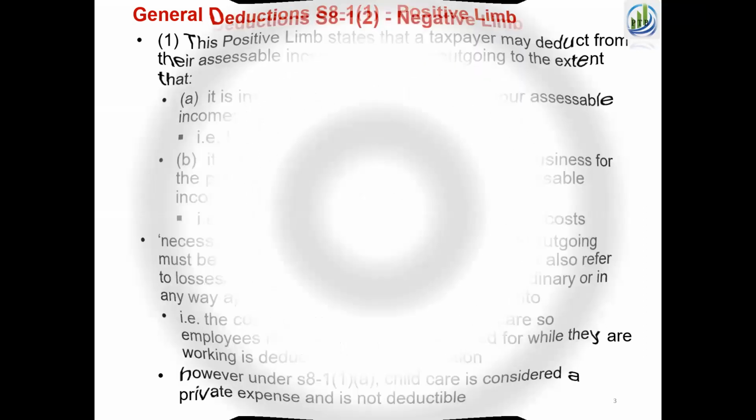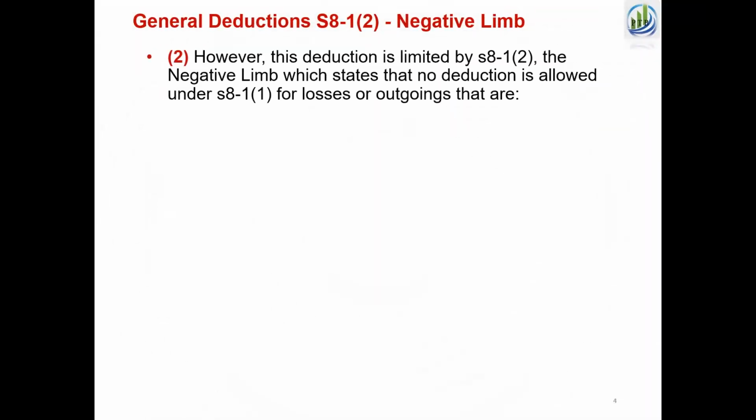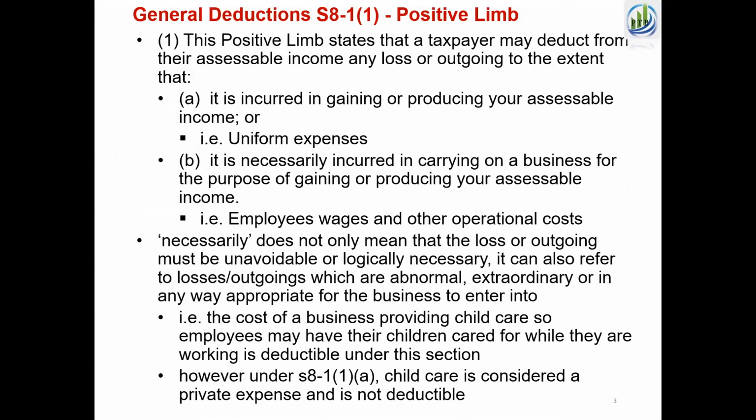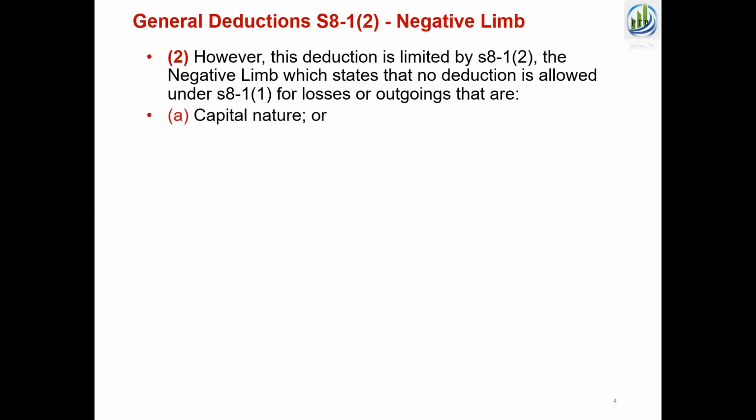Now we will come back to the negative side of our legislation. Even though you satisfied the first part of the legislation, part A and part B, right? Expenses necessary for your income, expenses necessary for carrying on your business. Even though you satisfied these two, under the general deduction, if you satisfy the negative side, you cannot deduct. Well, the first one is capital nature.